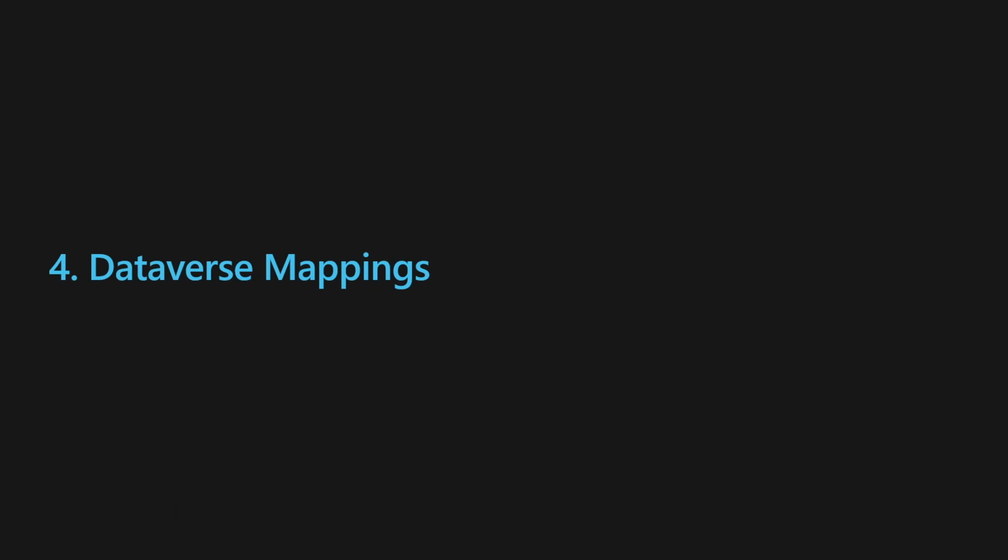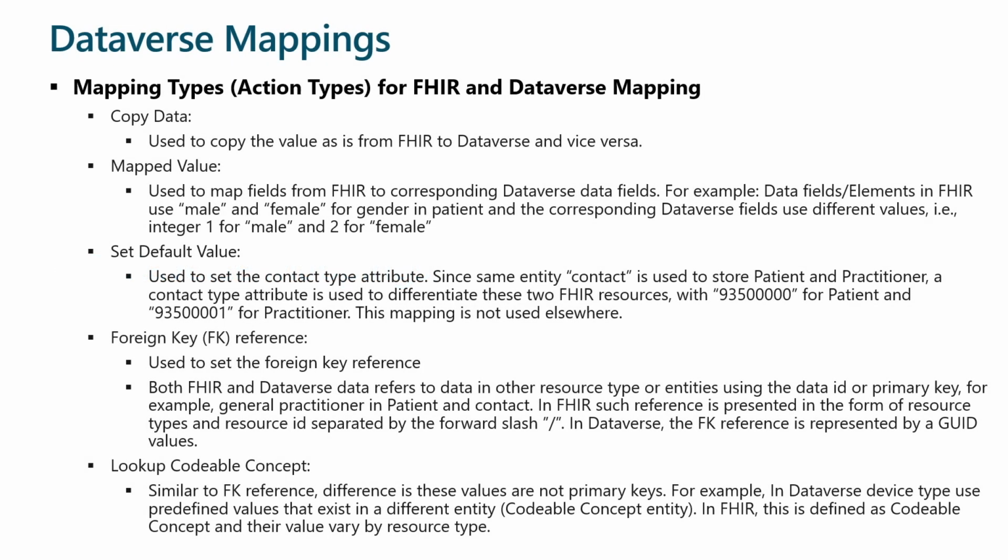Dataverse mappings. Dataverse mappings, mapping types or action types. The mappings happen at the attribute level. So it is important to define the appropriate mapping type for the map that you are defining in the Sync Agent admin app. Copy data. This is used to copy the value as is from FHIR to Dataverse and vice versa. When the Dataverse data type is string, datetime, decimal, or integer, you can choose this copy data action type.